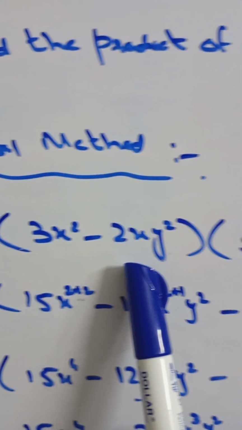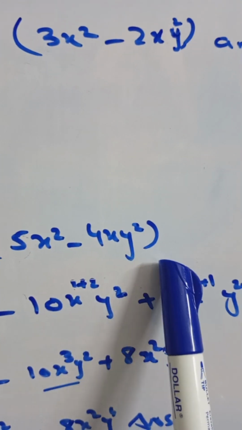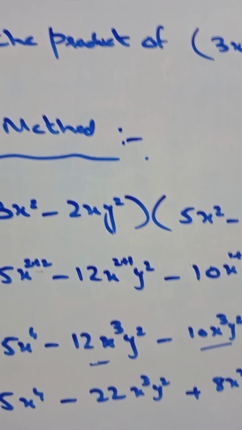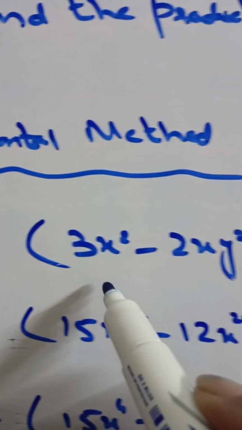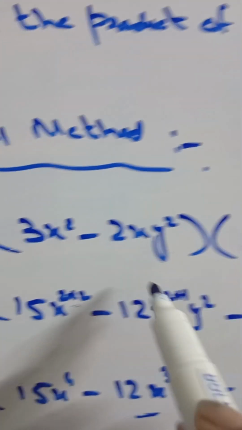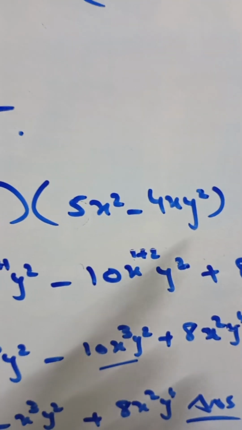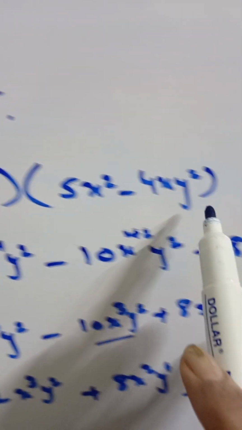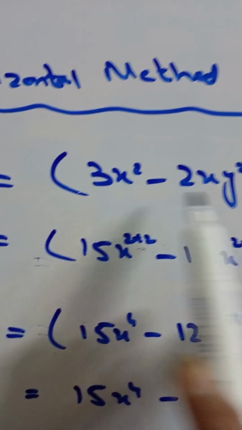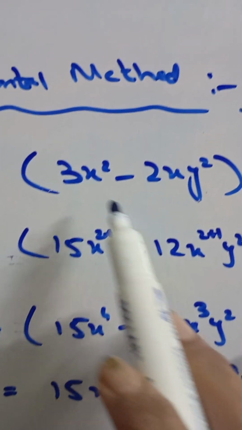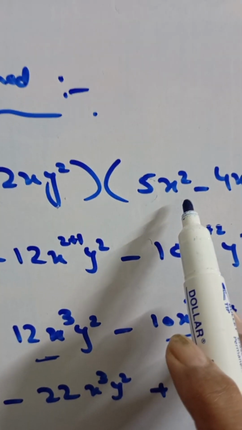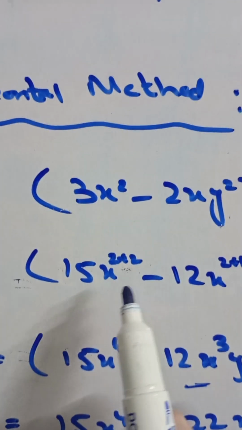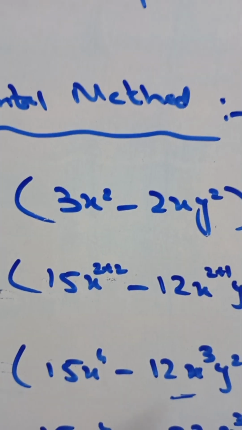3x square minus 2xy square and 5x square minus 4xy square. Always remember that in the multiplication, you have to multiply this first term with the whole term, then second term with the whole term. Okay, now start. 3x square multiplied by 5x square and minus 4xy square. 3 5s are 15 and x raised to power 2, x raised to power 2. Bases are same, power will add. So it will be x raised to power 2 plus 2.